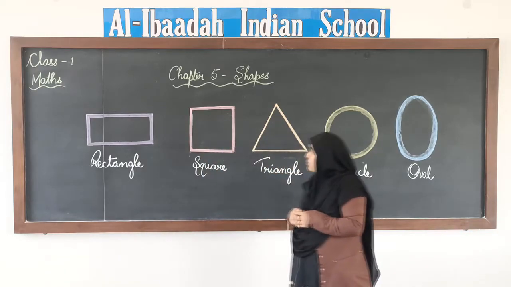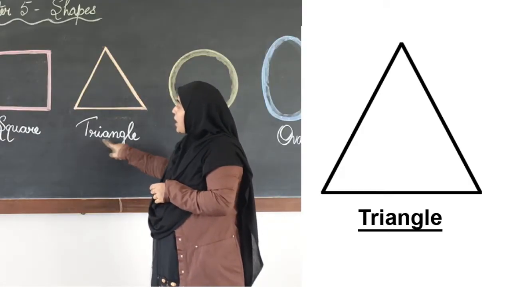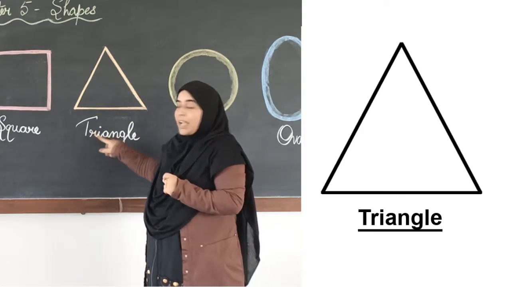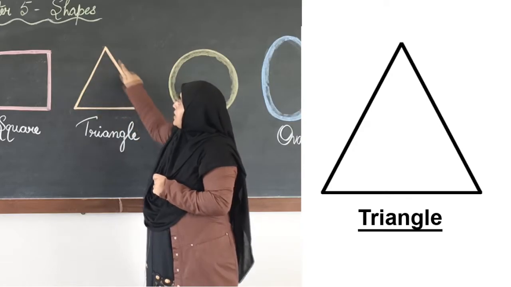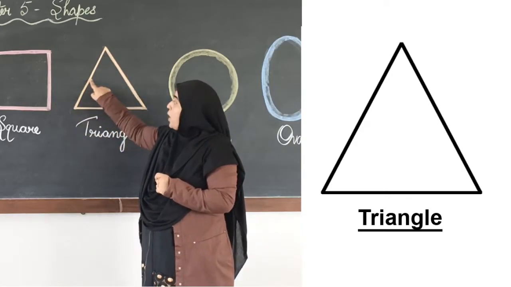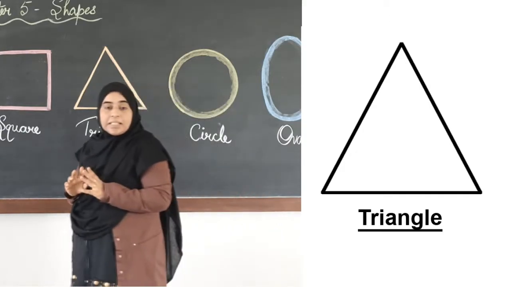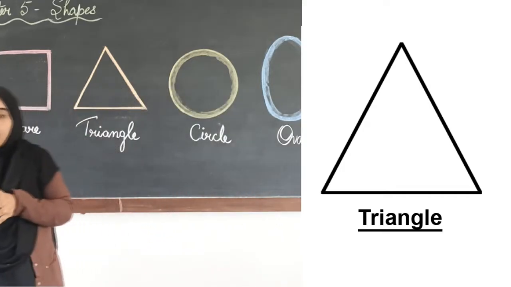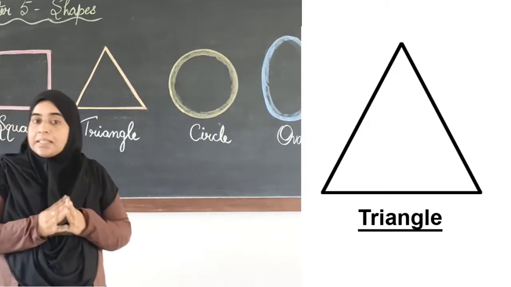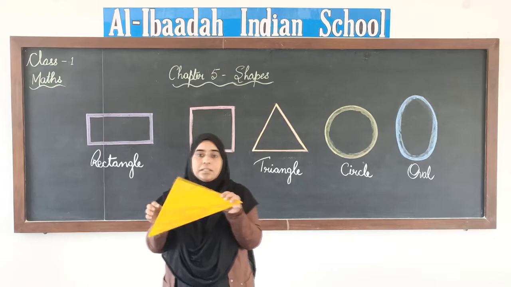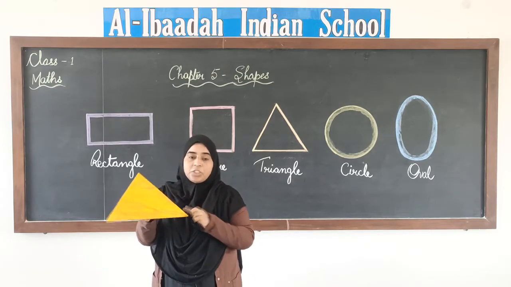The third shape that we have over here is a triangle. Tri means three. A triangle has three sides. Can you see? 1, 2, 3. A triangle has three sides. A figure that has three sides, a shape that has three sides, we call it a triangle. Okay, you can see this. This is a triangle shape.